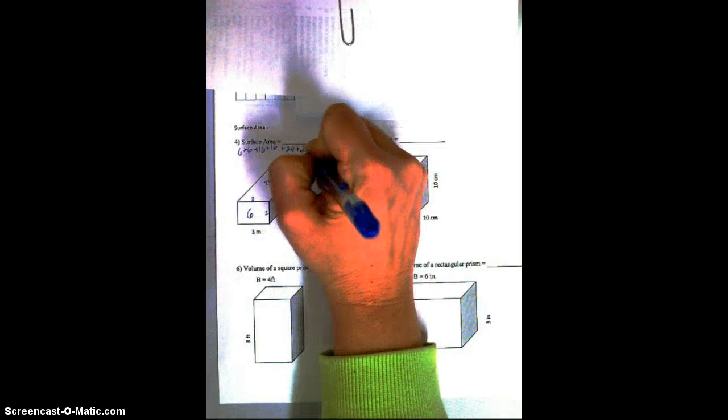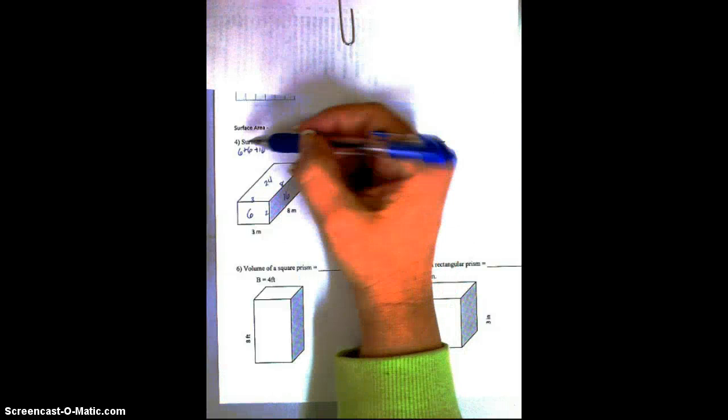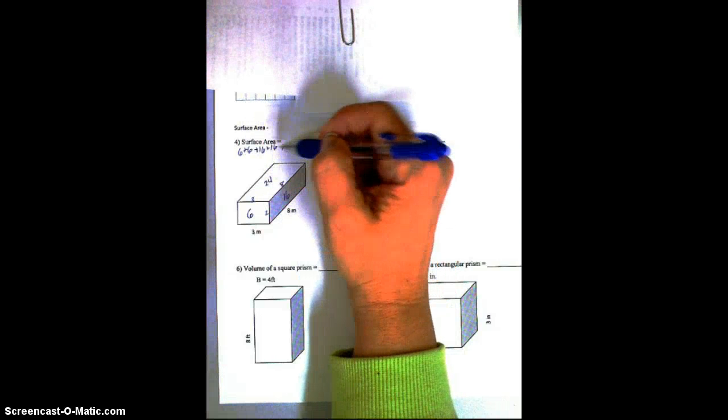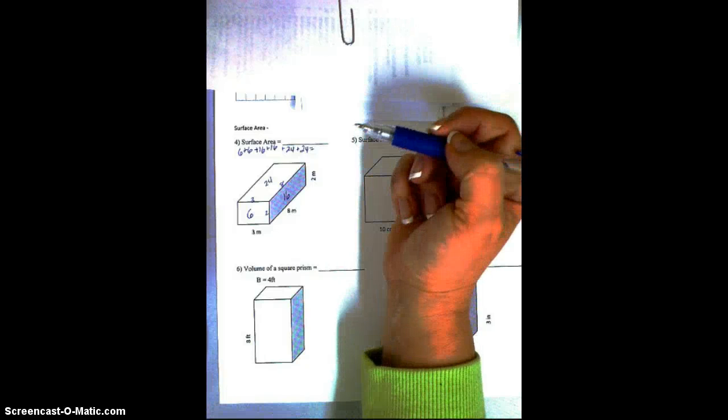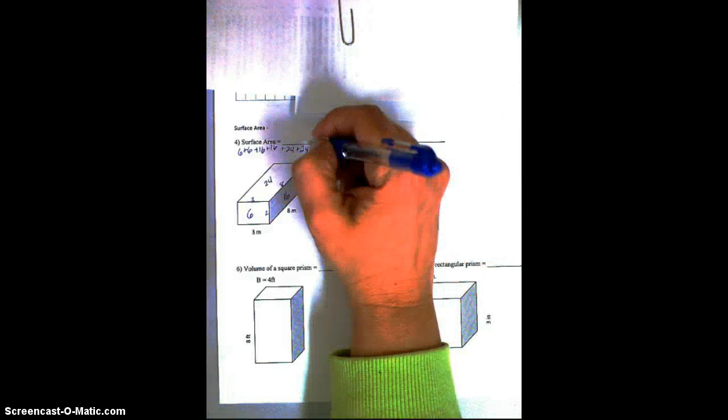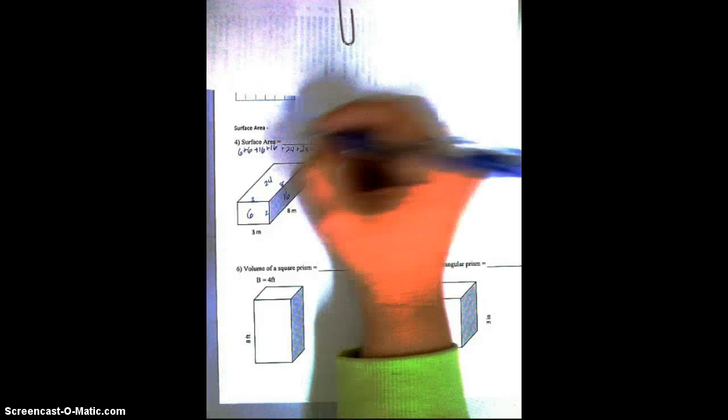Let's make sure we have 6, because we know prisms have 6 faces. 1, 2, 3, 4, 5, 6. And you'd add all of those up to find out how many meters squared it is.